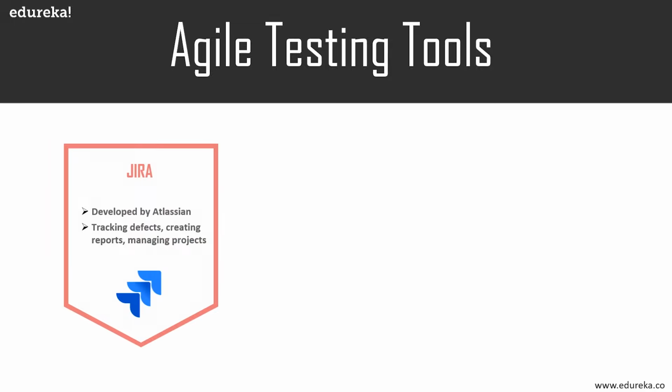Anyway, a few popular agile testing tools include Jira. I'm sure you've heard of it. It's a popular agile testing as well as project management tool developed by Atlassian, a software company that develops products for project managers, software developers, etc. This tool can be used for tracking defects, planning, creating reports, and managing all agile software development projects. It supports agile methodologies like Scrum, Kanban, and many others.